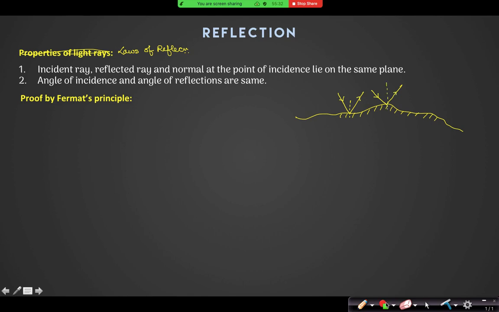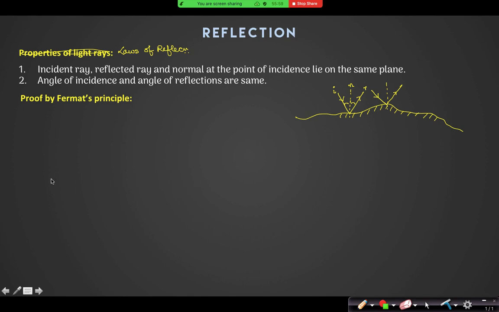everywhere, right? So you can see this is the normal, this is the incident ray, this is the reflected ray, and the angle of incidence and angle of reflection are made with the normal. We always calculate the angles made with the normal. They are always the same. It is the law of reflection. Right? Very simple thing.